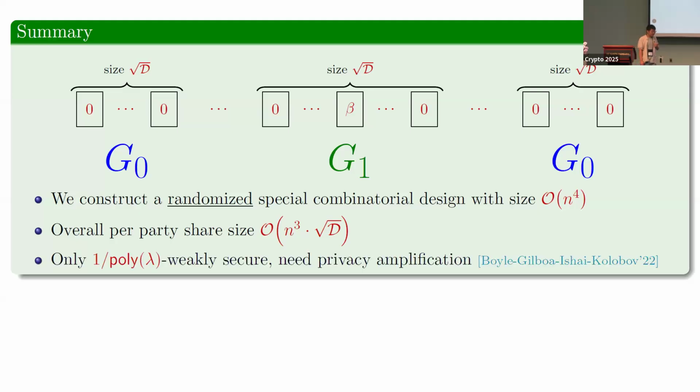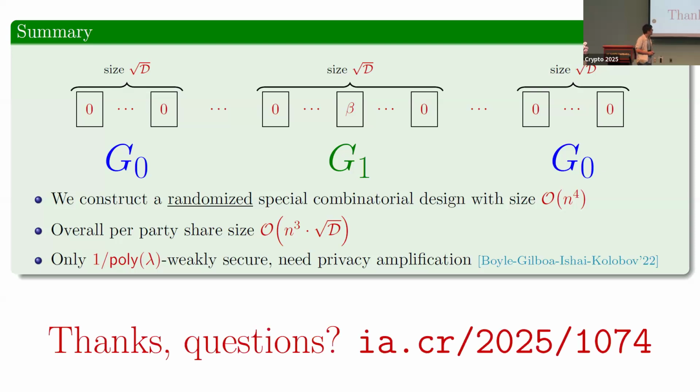One thing that I've been sweeping under the rug is that these two graphs can only be inverse polynomially close. In order to get negligible closeness, we invoke this very nice result by Boyle et al., that you can generically amplify any weakly secure DPF to a strongly secure DPF. That's how we handle it, and I leave it at that. With that, I will end my talk here, and I'm happy to take any questions.